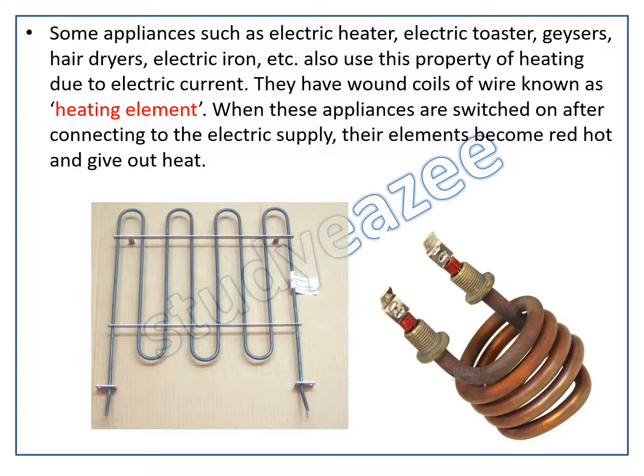Some appliances such as electric heater, electric toaster, geysers, hair dryers, electric iron, etc. also use this property of heating due to electric current. They have wound coils of wire known as heating element. When these appliances are switched on after connecting to the electric supply, their elements become red hot and give out heat.